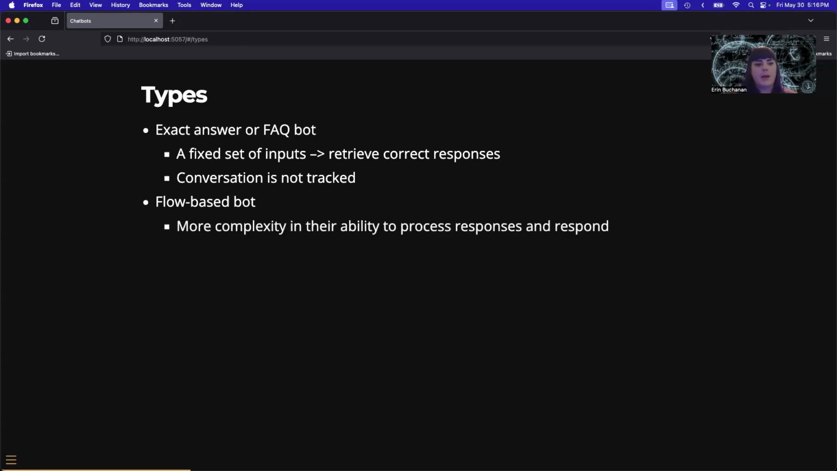A flow-based bot is more complex. Think of it as a tree of forking paths, right? You ask this question, which leads to this one, which leads to that one, etc. So it is tracking conversation by the path that you've gone down. Once you've gone down this path, you can't jump to this other one, right? So it maintains that information during your conversation.